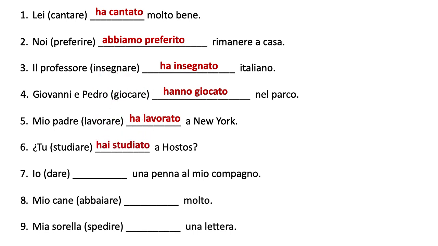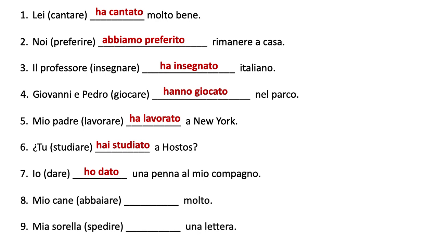Io dare una penna al mio compagno. I gave a pen to my classmate. Io. What is the right form of avere for io? Io ho. And then for dare, the past participle is dato because it's an are verb, right? We get rid of the ending, we add ato. So it's dato. I combined the two things. Io ho dato una penna al mio compagno, which means I gave a pen to my classmate.